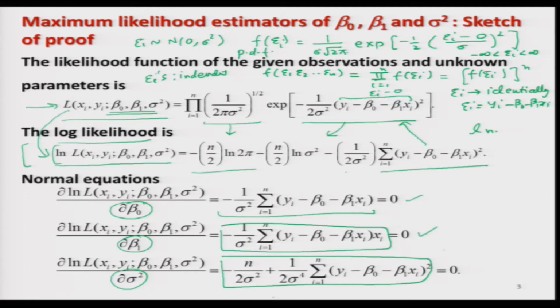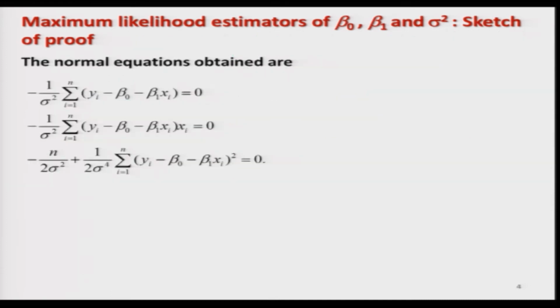So that is what I am doing here: all 3 equations have been equated to 0, and these 3 equations are called normal equations. Remember one thing, do not get confused that this word normal is coming from the normal distribution. The normal in normal distribution and the normal in normal equation are different things. Even if you take any other distribution, say binomial or Poisson, you will still have normal equations.